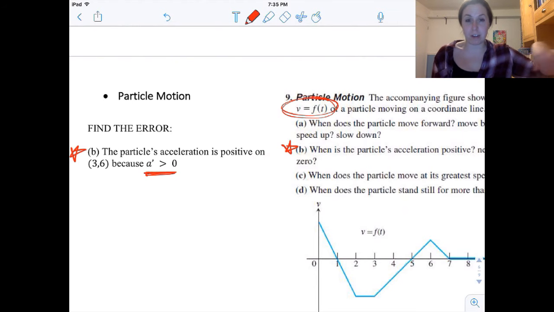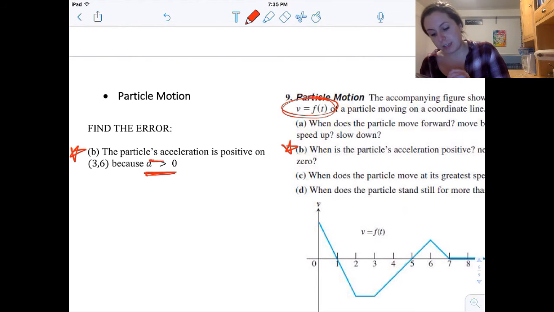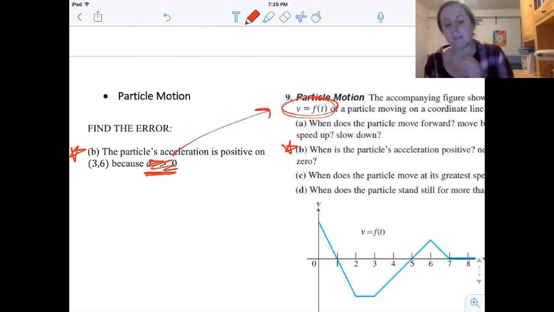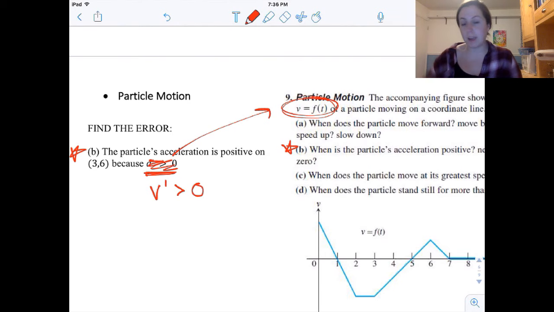So if you were going to mention this, here's what I would say. I know that you want to say that acceleration is positive when a is greater than 0. But they gave us v. They gave us f, right? So if you're going to say something about this, you have to talk about it in terms of v. So what I would say here is v' is greater than 0, right? v' is greater than 0.